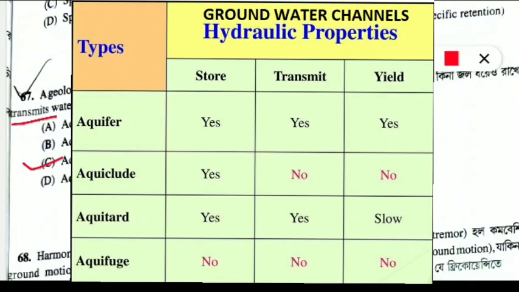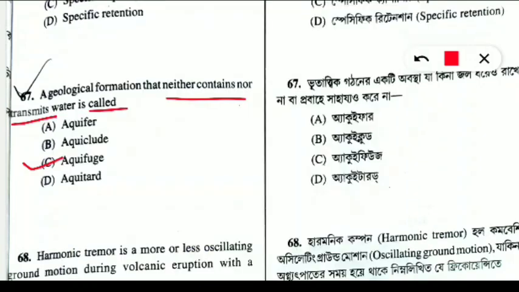First is aquifer. It stores, it transmits, as well as it yields water. Next is aquiclude. It stores but it does not transmit, and also it does not yield. Next is aquitard. Aquitard stores, it transmits, but it yields very slowly. So it is retarding, it is slowly yielding. Next is aquifuge. Aquifuge, as we have discussed in this question, neither stores nor transmits, and it also doesn't yield. So that is aquifuge.